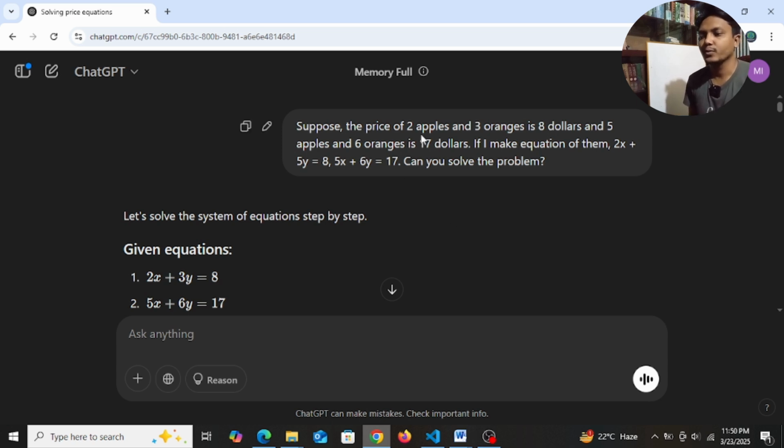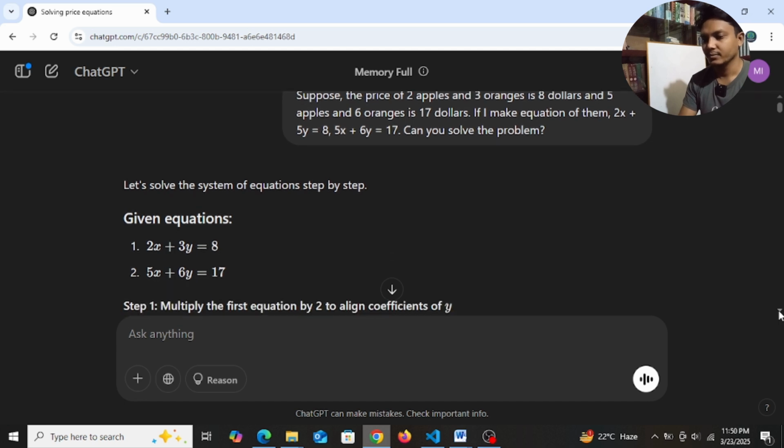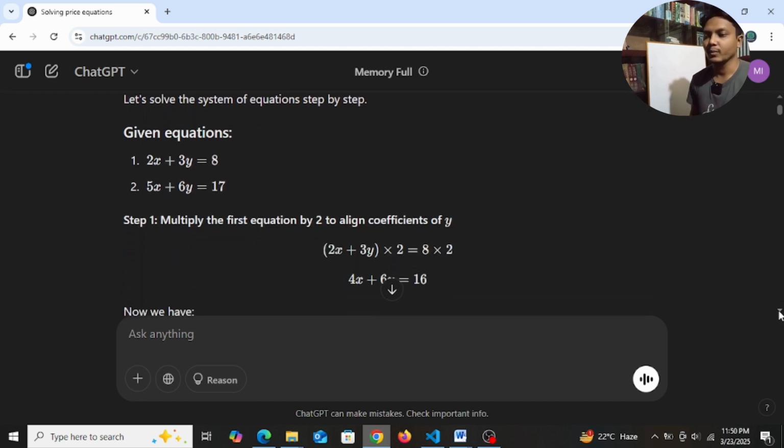Suppose the price of 2 apples and 3 oranges is $8 and 5 apples and 6 oranges is $17. If I make equations of them, 2x plus 3y equals 8 and 5x plus 6y equals 17, can you solve the problem? We know how to solve two equations, right?